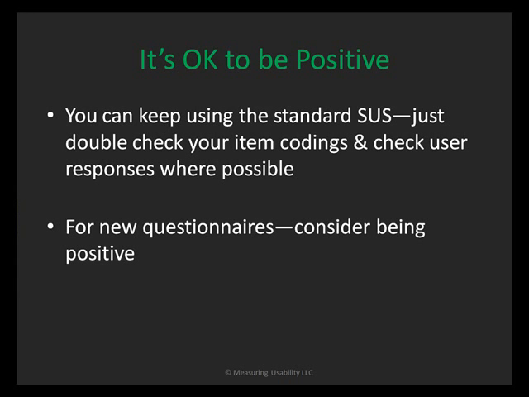Well, we're saying it's okay to continue using the System Usability Scale. It's the most popular questionnaire. It's short. It does a good job. It has good internal reliability. Just double check your item codings in some way. And if possible, have a way that users can check or verify that they intended to respond the way they did. If you're generating a new questionnaire, it's okay to be all positive.